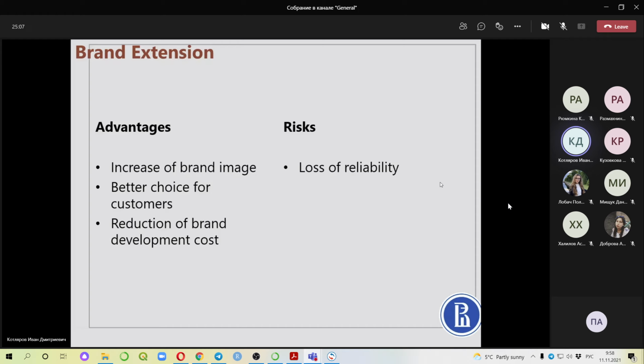The next, but obviously there are some problems. A loss of reliability is the most important of them. Our customers are used to the traditional basic category of this brand. If they see that this brand is used for new product categories, especially if these product categories are very far from the basic one, our customers may believe that your brand is no more reliable and may not choose this new product.